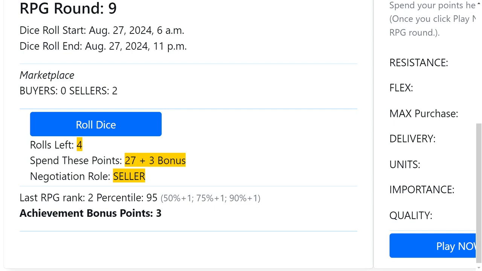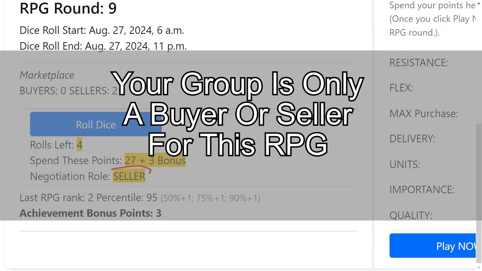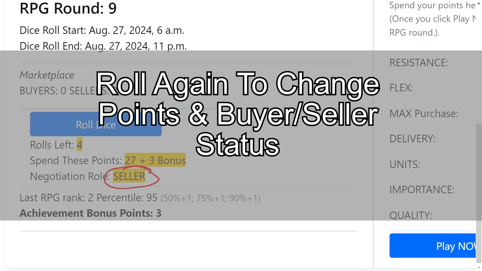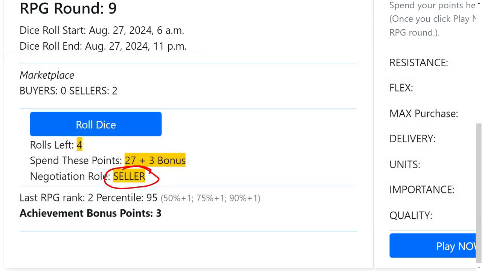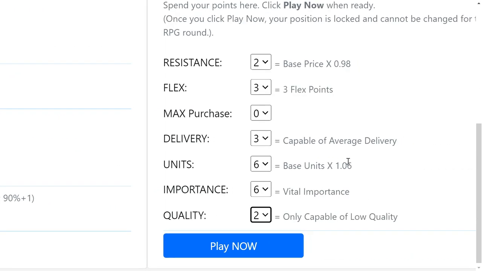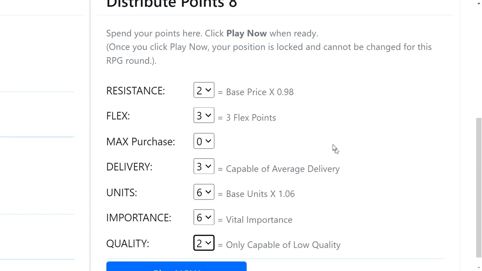One of the key points here we can look at is, after we roll the dice, are we a buyer or a seller? And here we're a seller. If we roll the dice again, we could turn out to be a seller again, or we could turn out to be a buyer. It's a probability roll on the dice. That's why we say roll the dice. Okay, so let's go ahead and try to spend them.